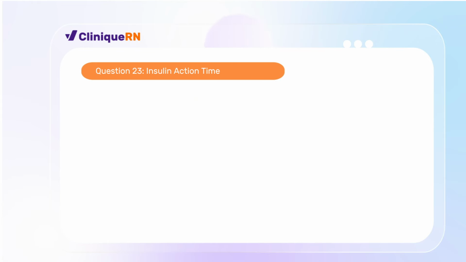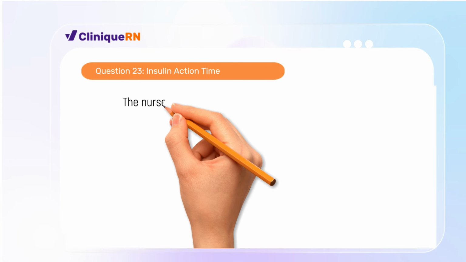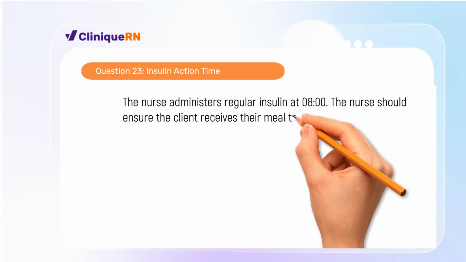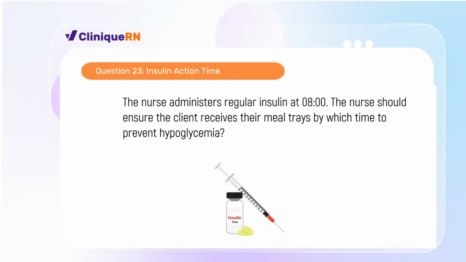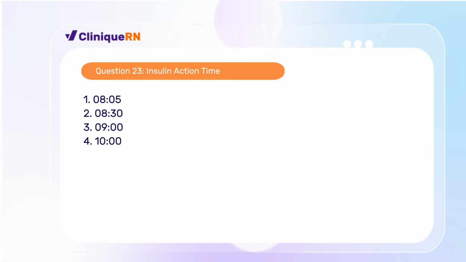Question 23. Insulin action time. The nurse administers regular insulin at 8 o'clock. The nurse should ensure the client receives their meal trays by which time to prevent hypoglycemia? 1. 8:05. 2. 8:30. 3. 9 o'clock. 4. 10 o'clock.